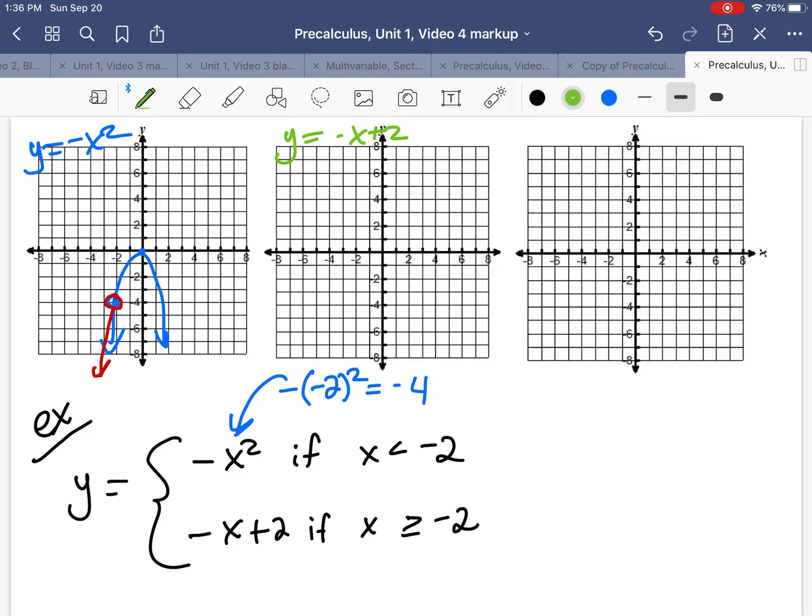All right, so I want negative x plus 2. So that one starts at 2. It's just a line. It goes down 1 over 1, down 1 over 1, down 1 over 1, and up 1, back 1. So there's that line right there.